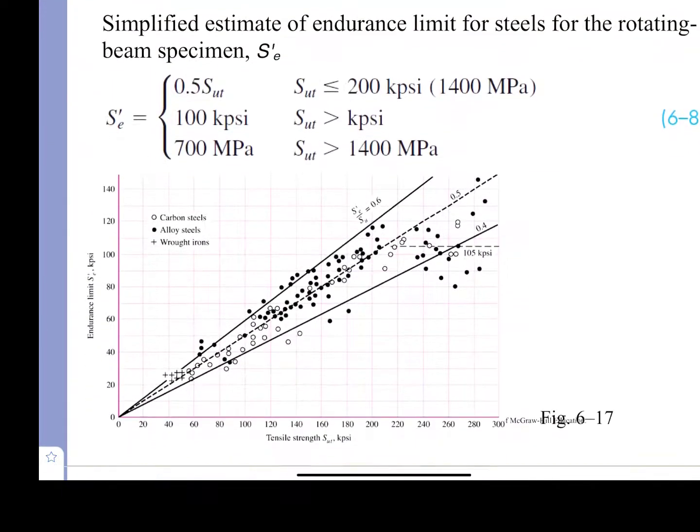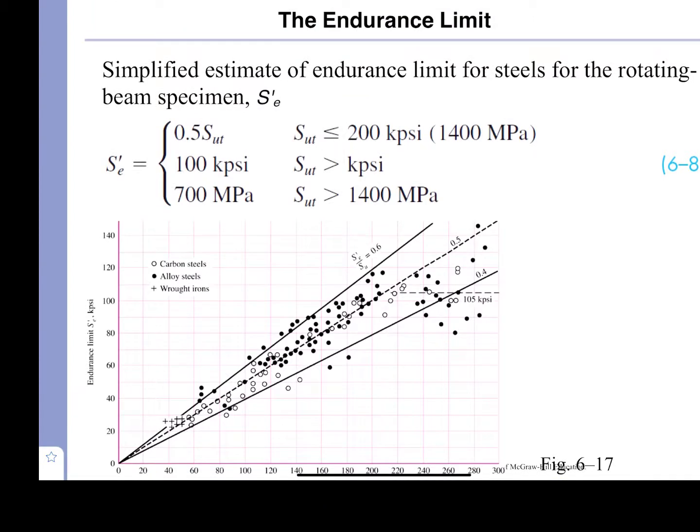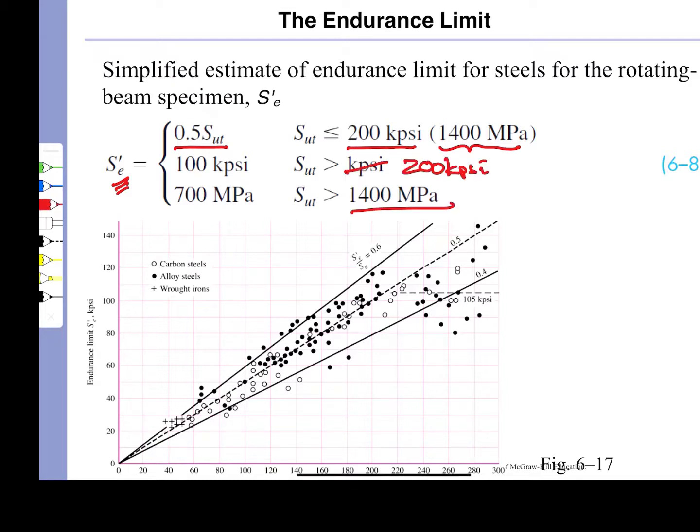Well, people have done a large number of experiments, and they have determined two key findings. The first is that the endurance strength is half of the ultimate tensile strength so long as that ultimate tensile strength in English units is less than or equal to 200 kpsi, which corresponds to 1400 MPa in metric units. And then if the ultimate strength is larger than 200, or in metric larger than 1400, then we simply limit the endurance strength to 100 kpsi or 700 MPa.